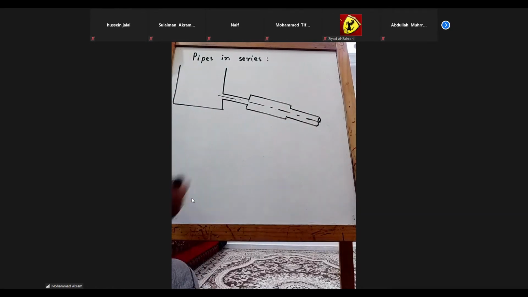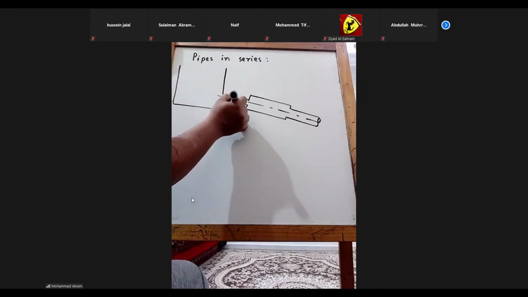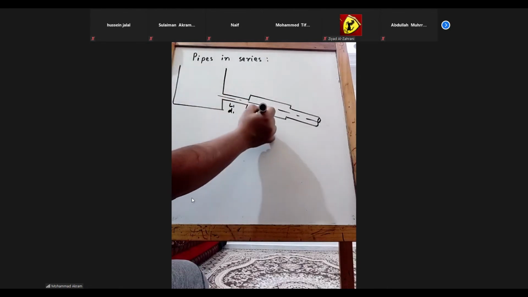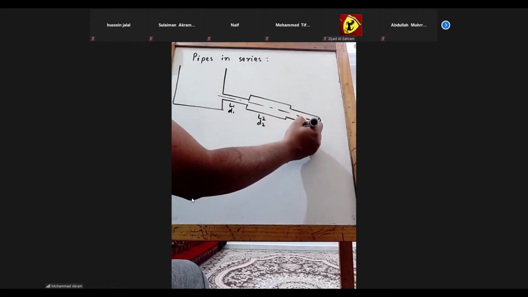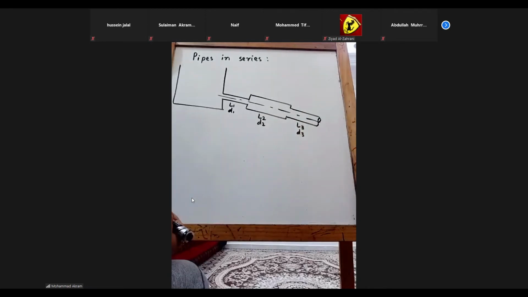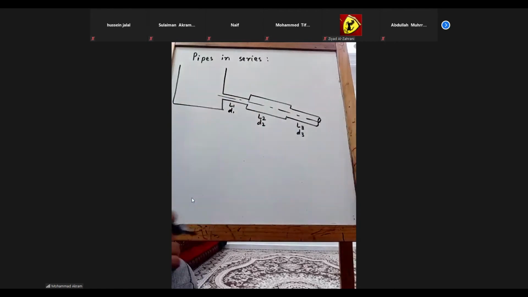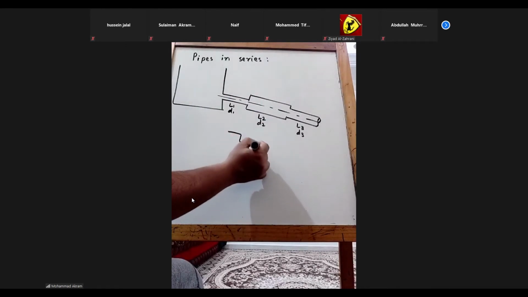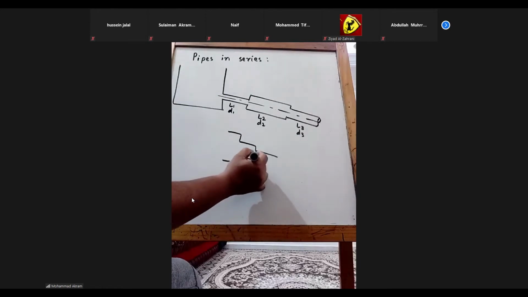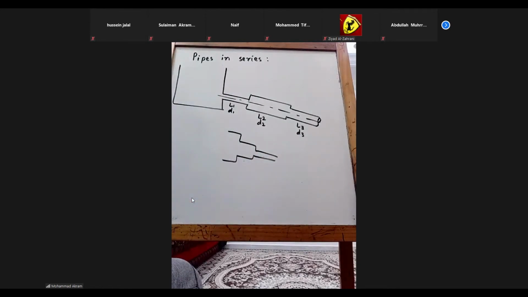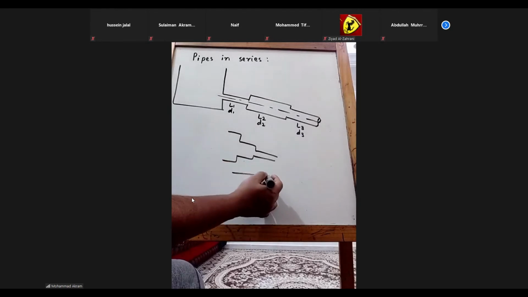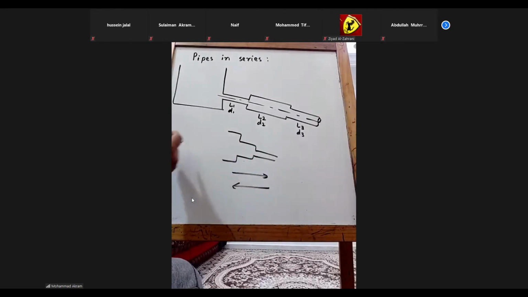Okay. Now, say this pipe has length L1 and diameter D1. The second pipe has length L2 and diameter D2, then L3, D3. I have drawn them as small, big, and then slightly smaller, but they can have any diameter. You can have continuous expanding or continuous reduction as well, like this. You can have three pipes in this direction reducing, or in this direction continuously increasing.